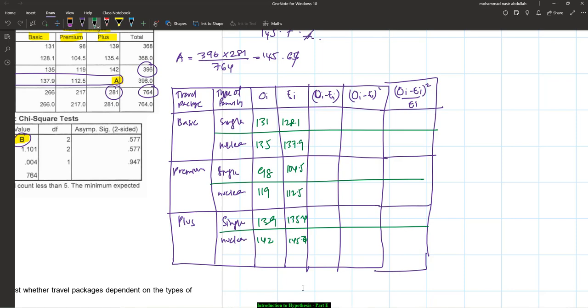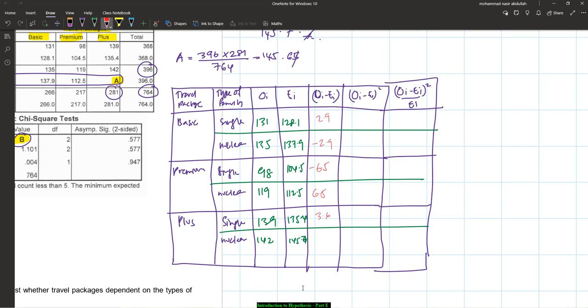So the first one 131. So let me use my own calculator lah, 131 minus 128.1. This one should be 2.9. This is 2.9. 135 minus 137.9, negative 2.9. 98 minus 104.5. This is negative 6.5. 119 minus 112.5. This is 6.5. 139 minus 135.4. This is 3.6.